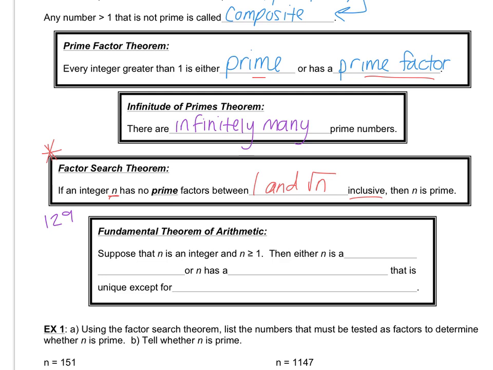Instead of checking whether I can divide 129 by all of the numbers between 1 and 129, all I have to really check are the numbers between 1 and the square root of 129. That narrows down a smaller set of numbers to check to see if they're factors of 129. And if none of those numbers between 1 and the square root of 129 are factors of 129, then it is in fact prime. We'll do some examples in a minute so you can see what I mean by that.